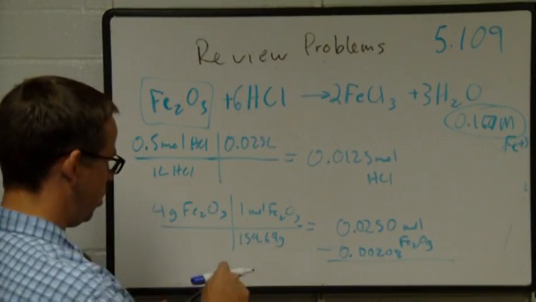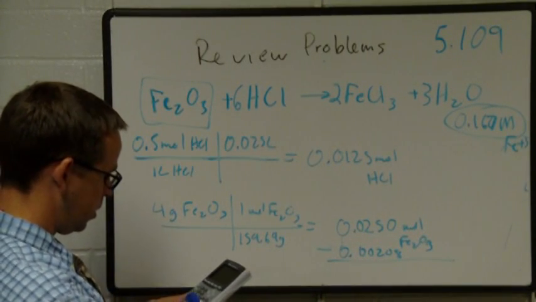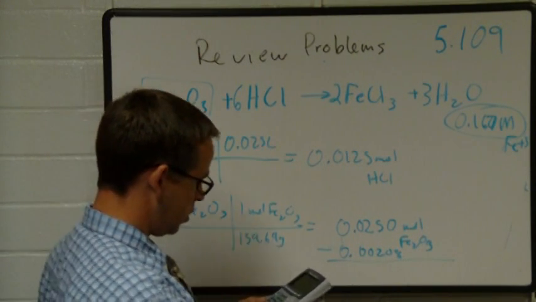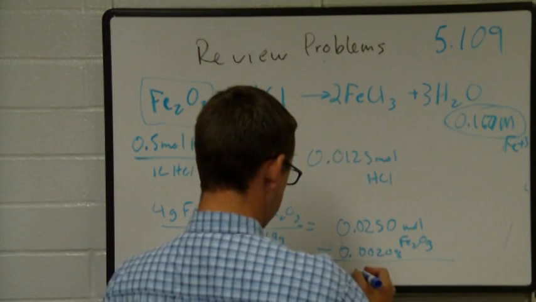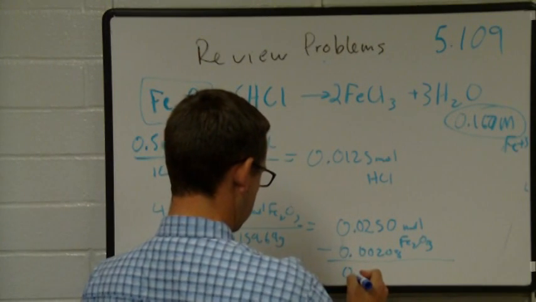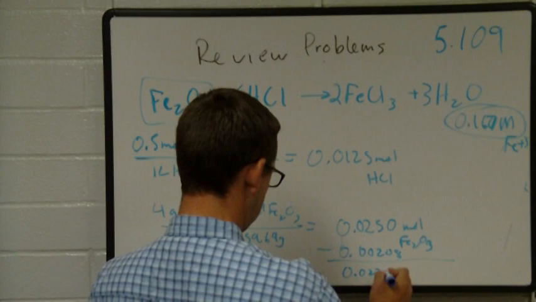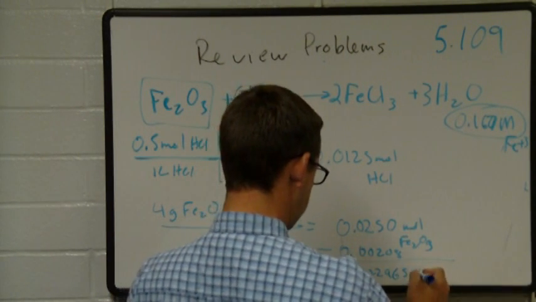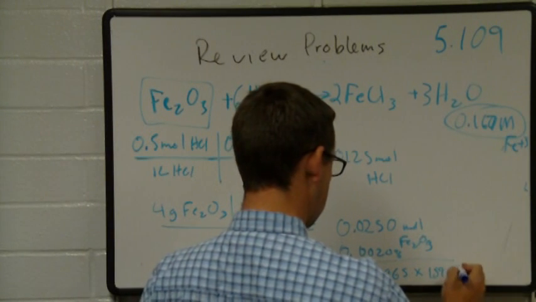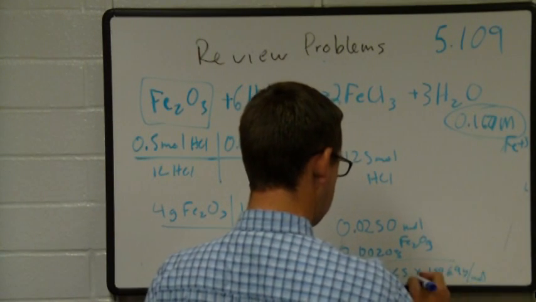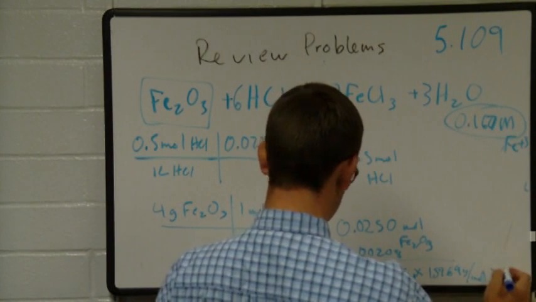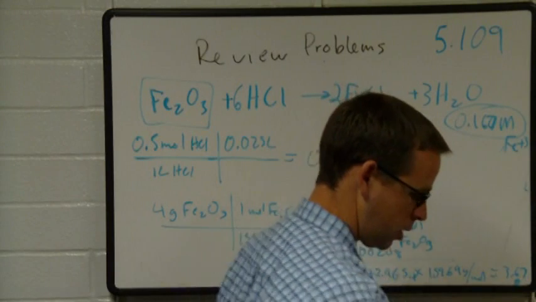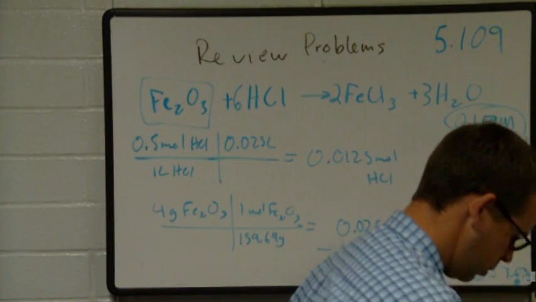So we just take that moles and multiply it by our 159.69. Here I'm getting 0.02295. Then I multiply that by 159.69, which is grams per mole, because this is how many moles we had left over. And I'm getting 3.67 grams of iron oxide left over. Kind of a tricky one there.